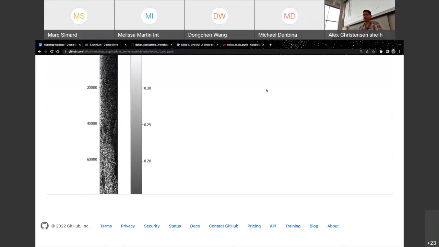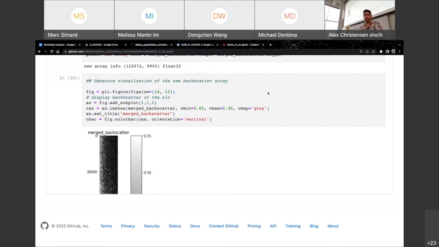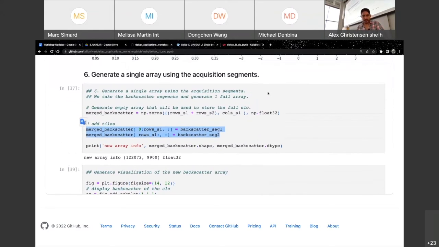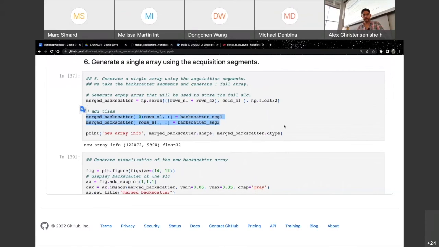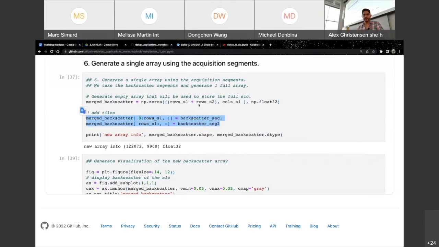So for this merging together, you have this merged backscatter 0 to rows S1. Why is it not rows S1 minus 1? Add tails, like after 6, generating a single array using acquisition segments. So at the second block, add tails, you have merged backscatter, and from 0 to rows S1, you put the backscatter segment 1 into this block. So why is it not 0 to rows S1 minus 1?